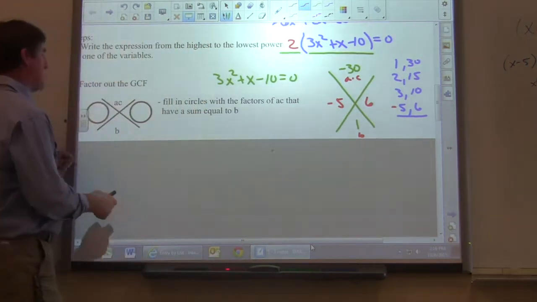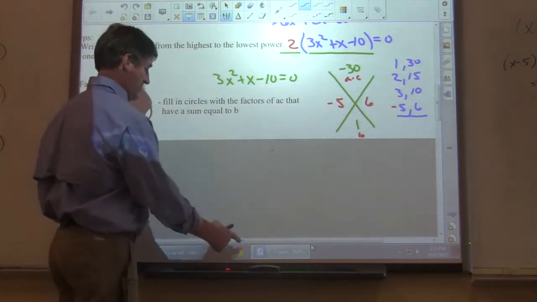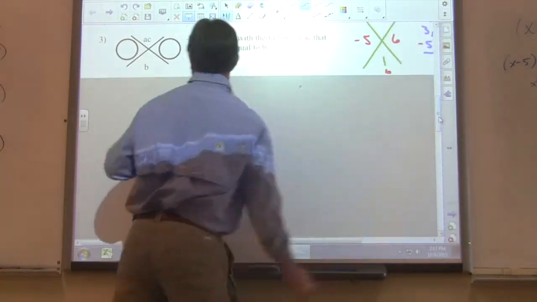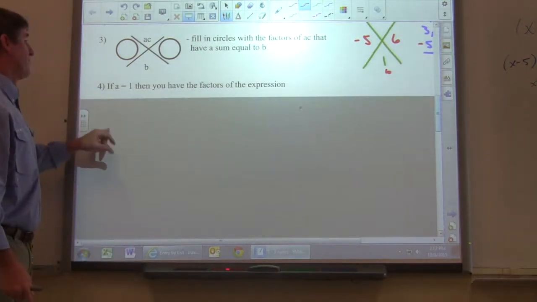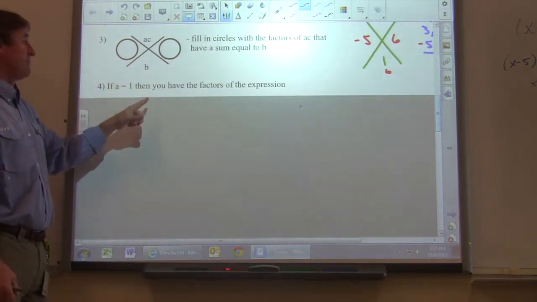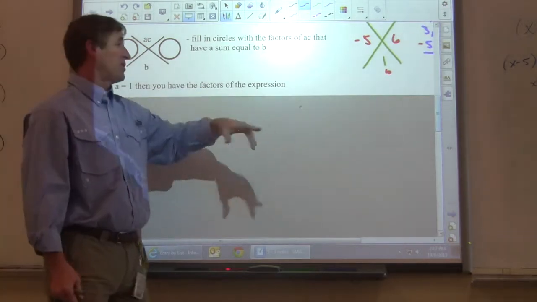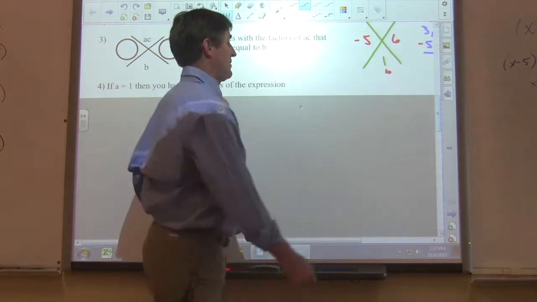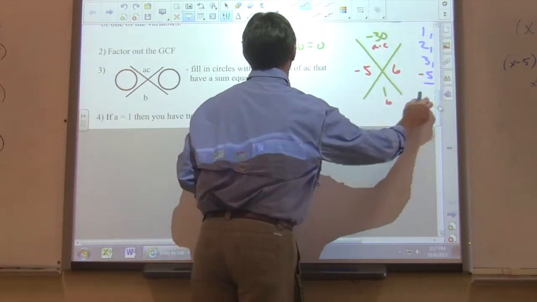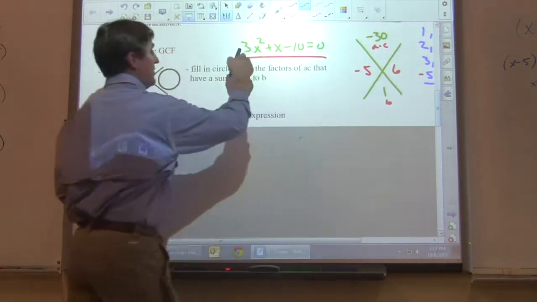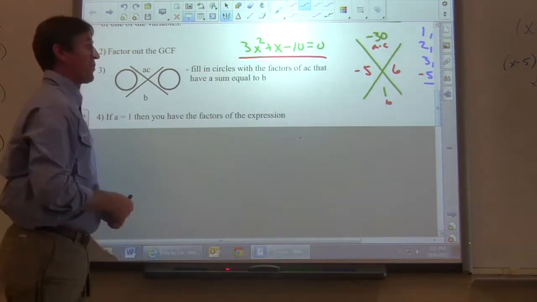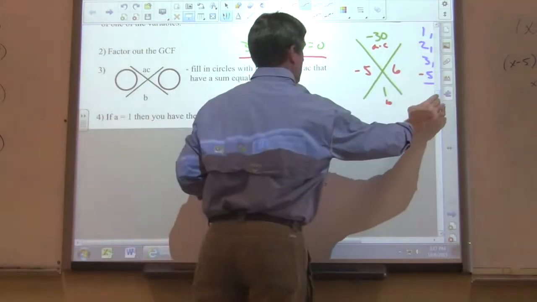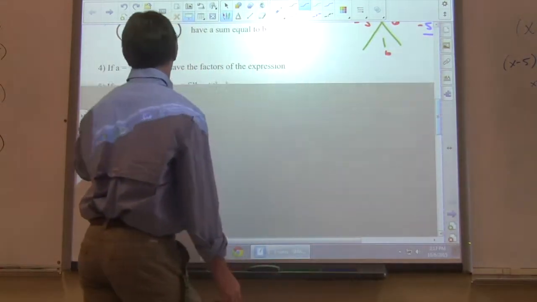So we finished step 3. We factored out the greatest common factor. Let's go to the next step. So step 4. If a equals 1, then you have the factors of the expression. It would just be x minus 5 and x plus 6. But that's only if a equals 1. And if you remember back to our problem, our a is equal to 3. And so we can't use step 4. We have to skip that and go to step 5.